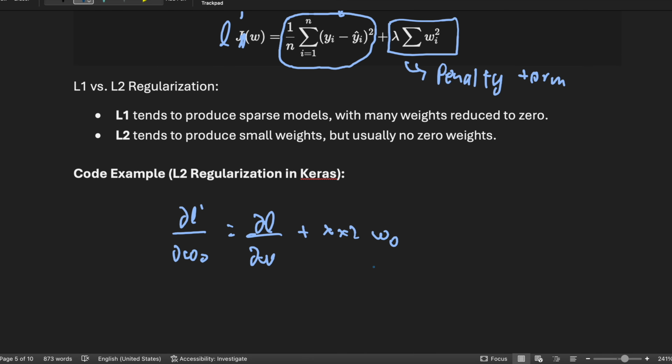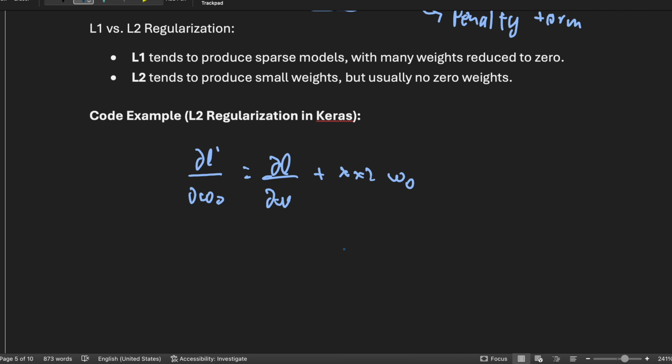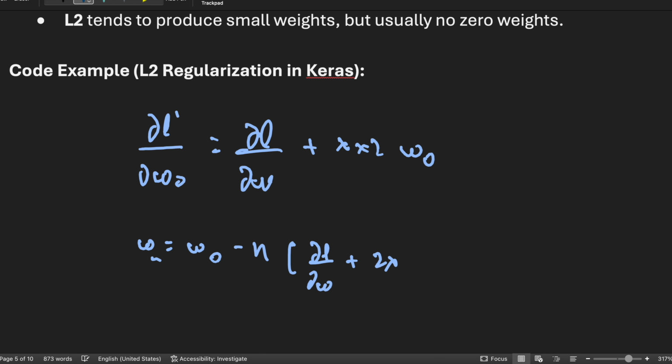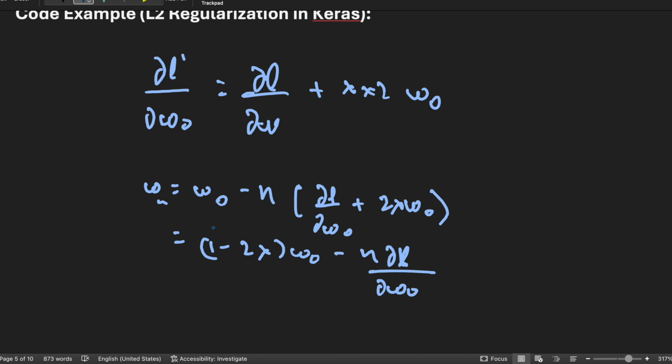If you just try to update it, the updation rule, you already know that W new basically is W naught minus eta times dL by dW naught, the total loss differentiated with that weight. So it will be 1 minus 2 lambda W naught minus eta dL by dW naught. So basically, this is our final term.